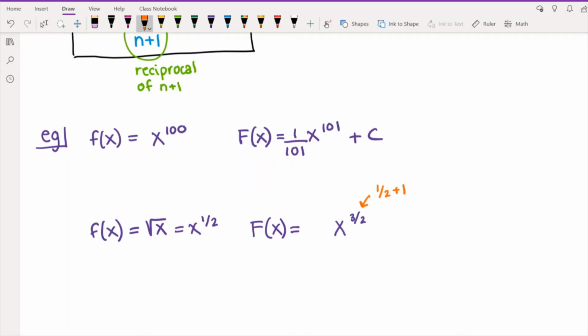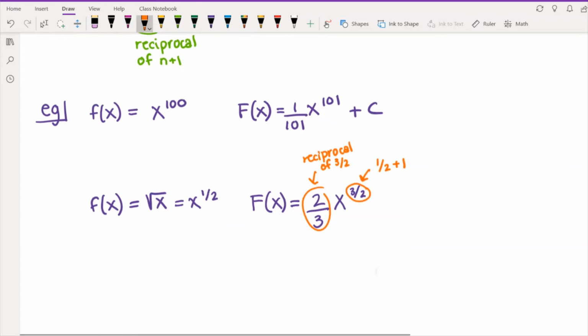And then how do we get the coefficient here? Well, we could write 1 over 3/2 and simplify it, but the shortcut is just to remember that it's going to be the reciprocal of whatever number is there. So what's the reciprocal of 3/2? It's 2/3. So this is the reciprocal of 3/2. And that's why I think it's better to first find the new exponent, because then you can just take the reciprocal of that and put that as your new coefficient.